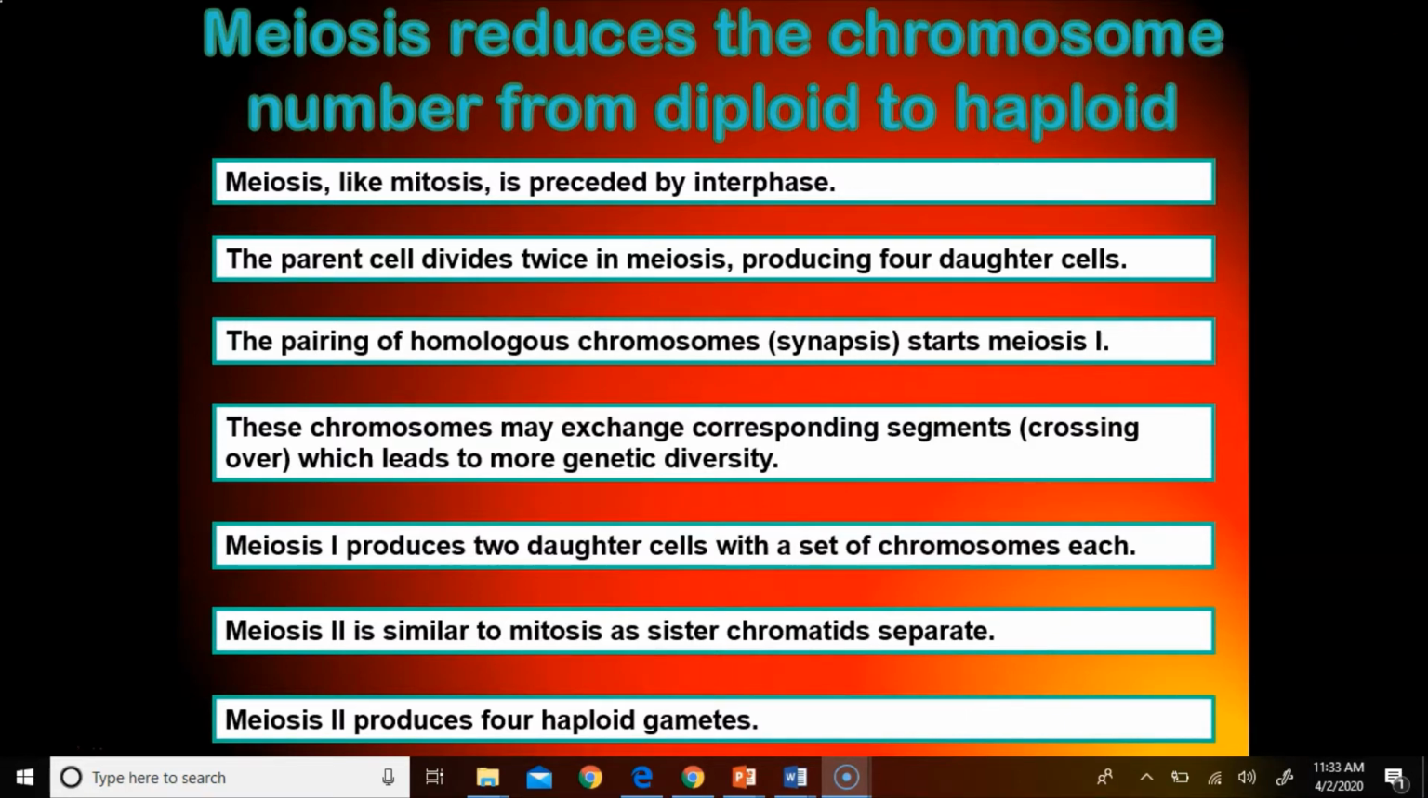So meiosis 2 is similar to mitosis, as sister chromatids will separate. So that's going to distribute the genetic material in a different way. Rather than pulling apart pairs of chromosomes, we're actually separating at the centromere.